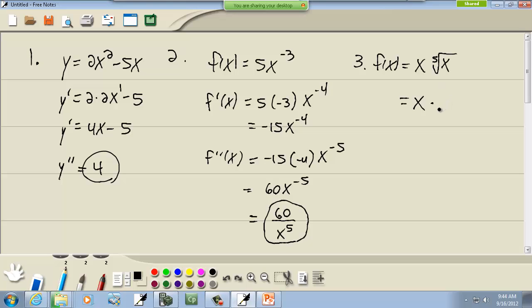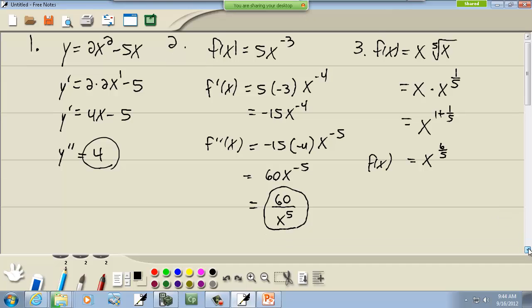The fifth root of x is x to the 1/5. Again, whatever number's in this little slot, that's your index, goes in your denominator. Now this is x to a power times x to a power. If I had x squared times x to the third, you would add your exponents. So I got 1 plus 1/5, which gives us 6/5. And now we're ready to start taking our derivative.